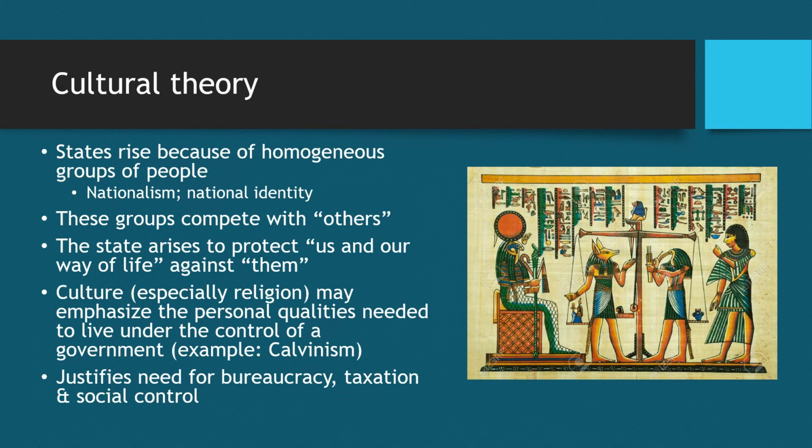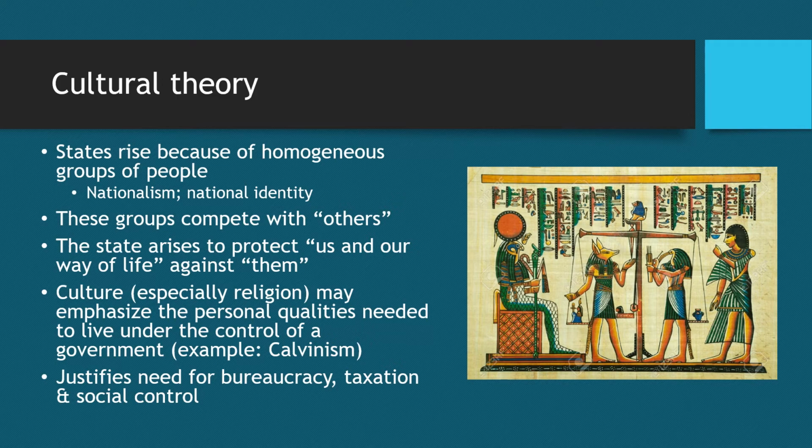Okay, and then another theory, this is kind of the third major theory, is what's called the cultural theory. And here the idea is that states arise basically because of the identity of people who are similar to each other. So people who share a sense that they belong to each other. We call this nationalism. We're actually going to look at that in our next unit. Nationalism or national identity. It can be related to race and ethnicity, but not always.